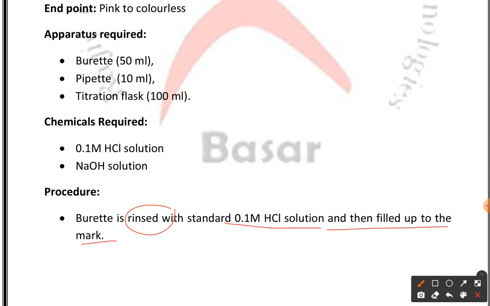If you rinse with some amount of distilled water, that may vary some volume values. So to avoid that, first you have to rinse the burette with the 0.1 M HCl and fill up to the mark.